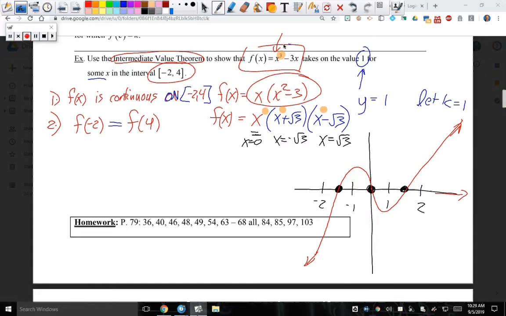So how are we going to find that? We're going to plug those into the original equation. -2 cubed minus 3, -2. Can someone tell me what that answer would be? -2? So this is like -2. Let's plug 4 into the function. So we're going to plug 4 in where x would go. So 64 minus 12, what would you get? 52. Guys, is 52 equal or not equal to -2?